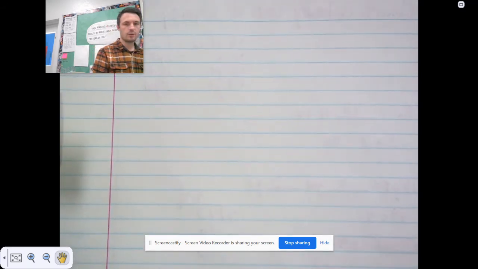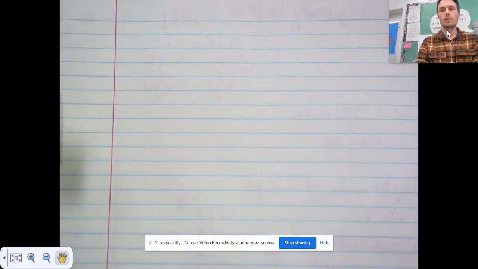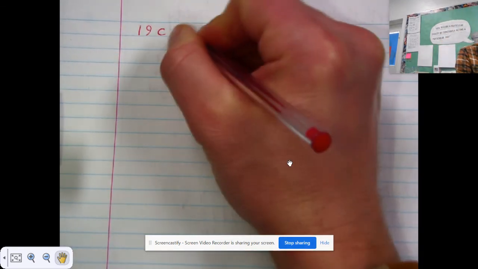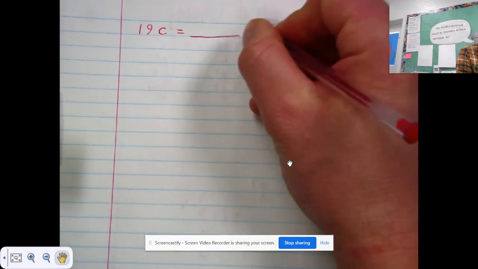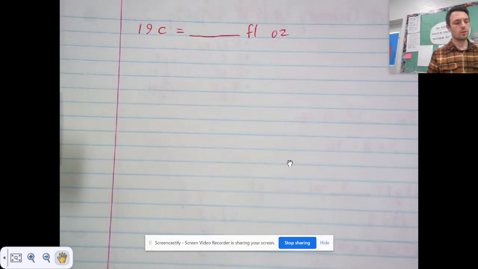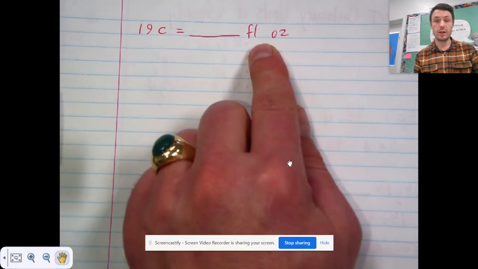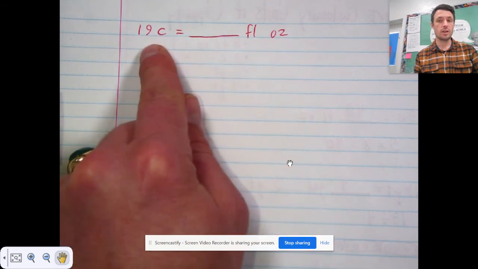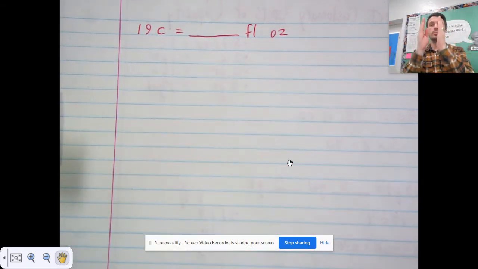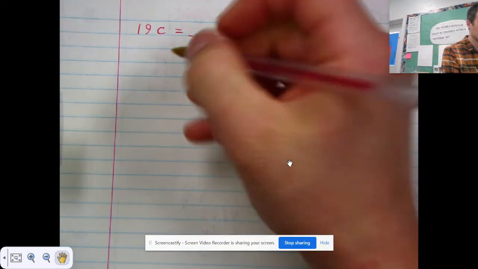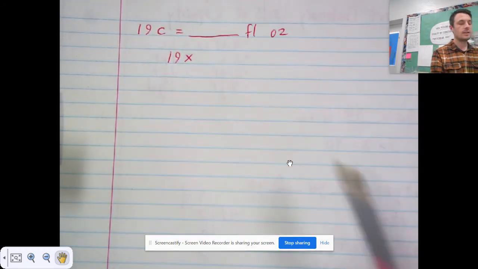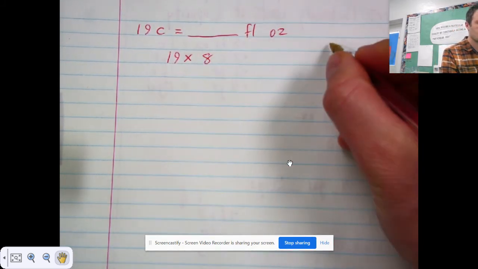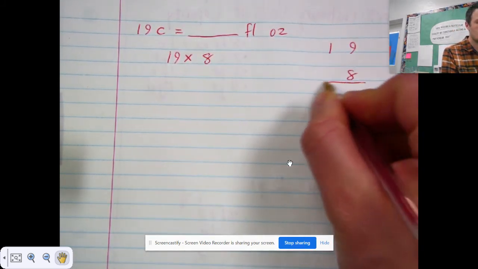Let's do another example together. Okay, let's see here. Let's say we have 19 cups, and we want to know how many fluid ounces that is. So we're going from cups to fluid ounces. Cups are bigger than fluid ounces. Fluid ounces are smaller than cups. So we're going from a larger unit to a smaller unit, so we multiply. So it's going to be 19 times the amount of fluid ounces that can fit into 1 cup, which is 8. So 19 times 8.